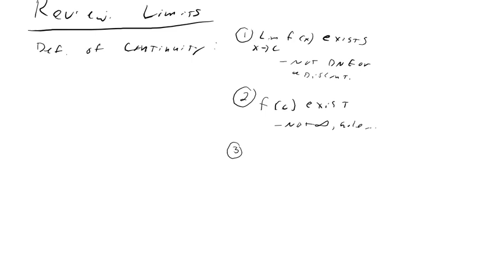Say it out loud or type it in the chat. What is the third requirement for continuity? The limit has to exist. The function has to exist. And what's the third part? Anybody remember? Check back in your notes. Paris, I think you were talking about f of c equals. I couldn't hear, your audio was a little bad.